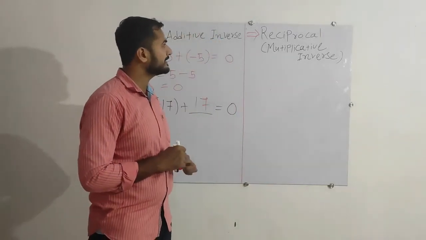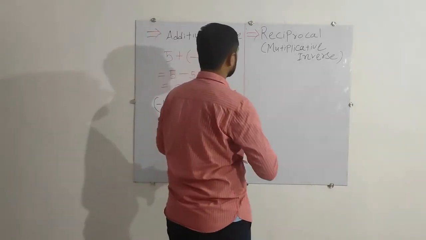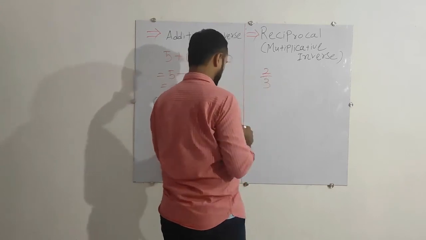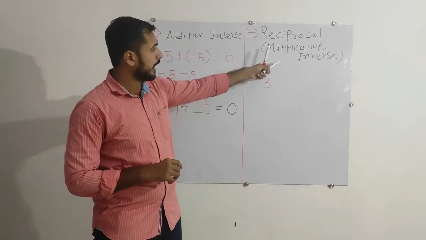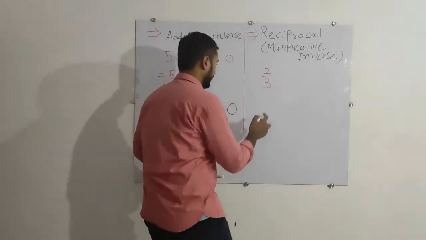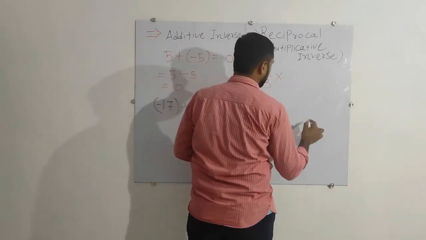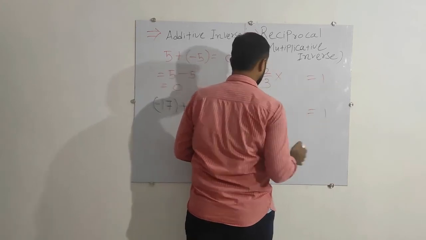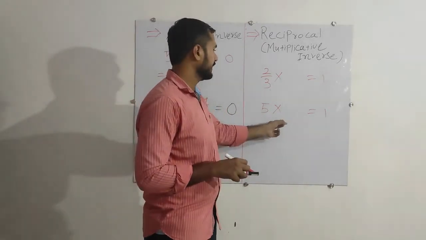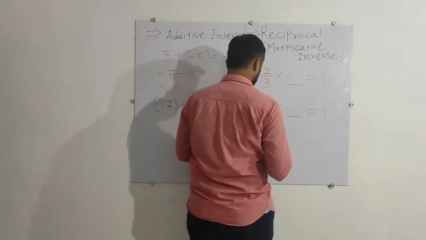Now the second one, that is the reciprocal. How will we find the reciprocal? Well, let's do it with an example. Like I have the number 2 by 3. I wrote multiplicative inverse there also. First of all, let's start with another number. Here I will multiply and the answer should be 1, because that's the multiplicative identity, 1. We have already discussed that. So what should I multiply with both the numbers to get the answer 1?